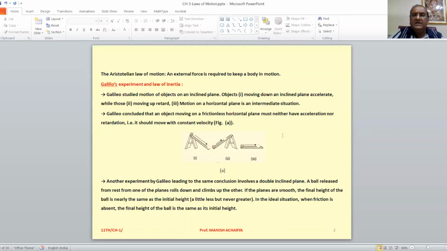Initially, the scientist Aristotle represented a law of motion, but this law was represented by him just by the observation of the motion of the body, right?